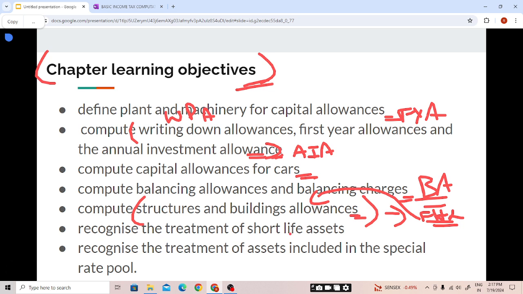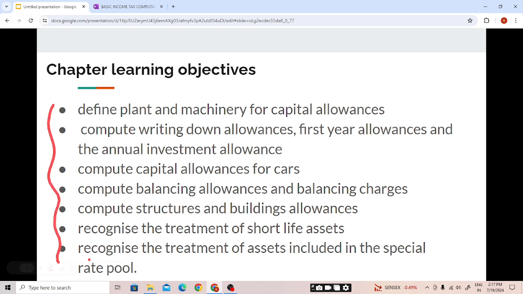Recognize the treatment of short life assets. For the assets which have a short life, how will we calculate the capital allowance, and for the assets which are of special nature, how will we calculate the capital allowances. In this chapter, we will be covering these 7 topics. As we cover these topics, you will have a good idea what will be tested in your examination.